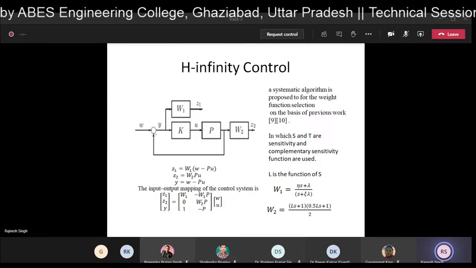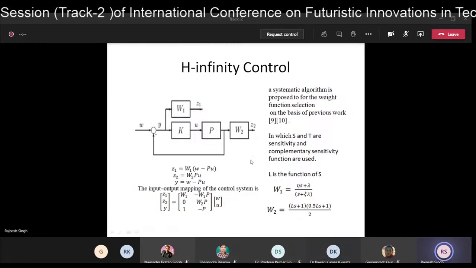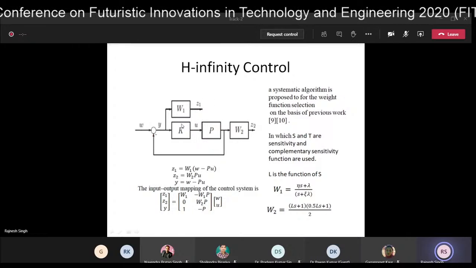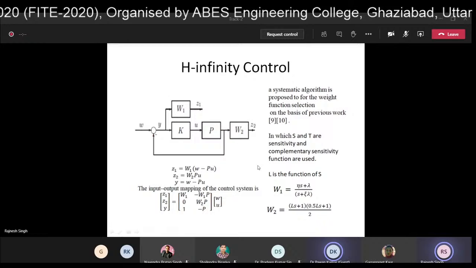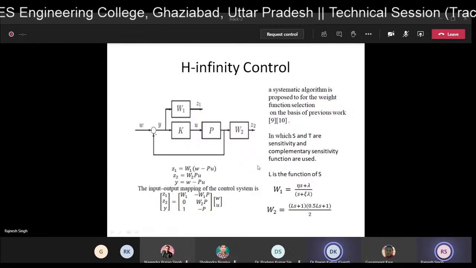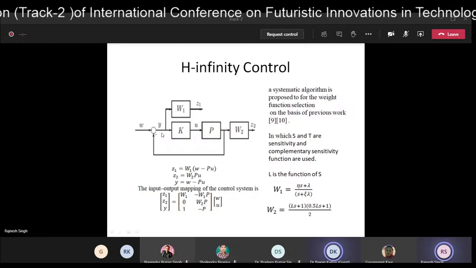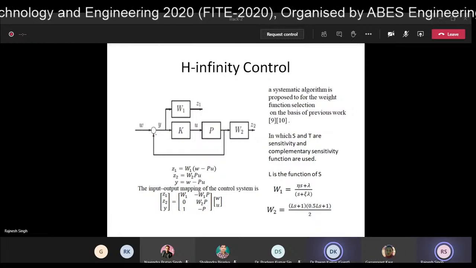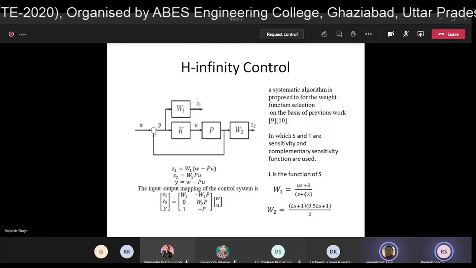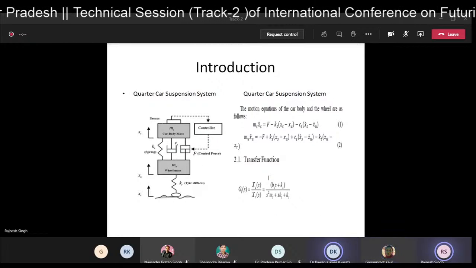This P is the system and this K is the controller. With the use of W1 and W2, we can design the controller. It means Z1 is equal to W1 into Y. Yes, sir. Okay. Thank you.